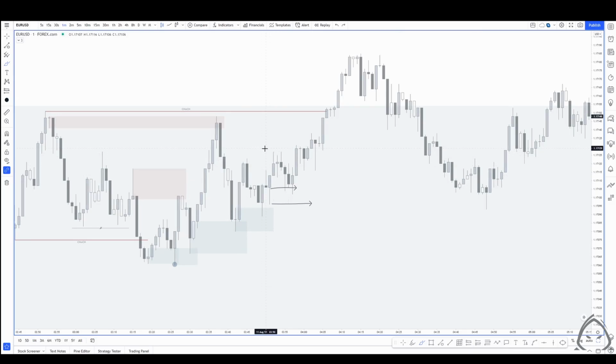Again, this is lower time frame structure, but we're starting to wick structure. We're taking out the liquidity of this. Have we taken liquidity? No. Have we mitigated something? Yes. Therefore, it is valid, and we can continue that process.